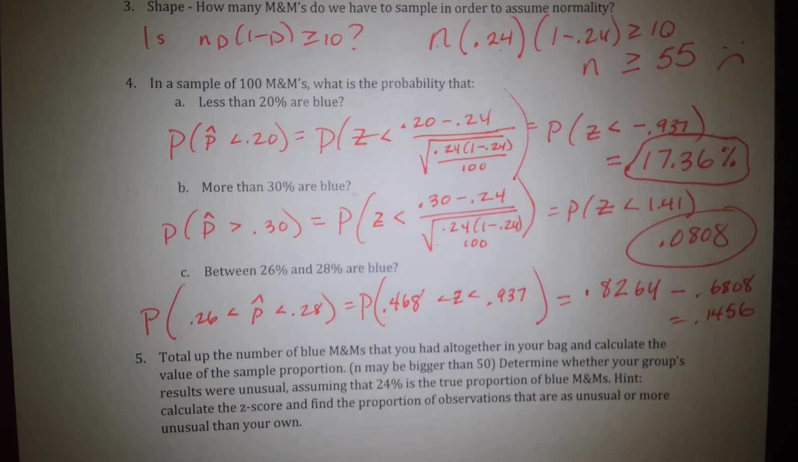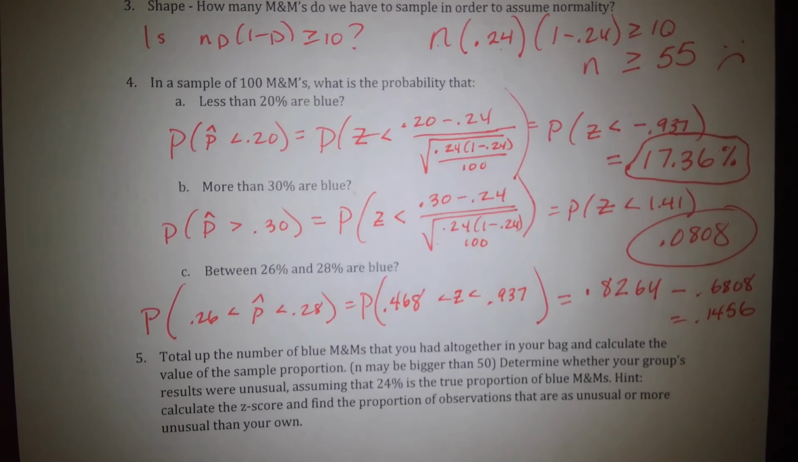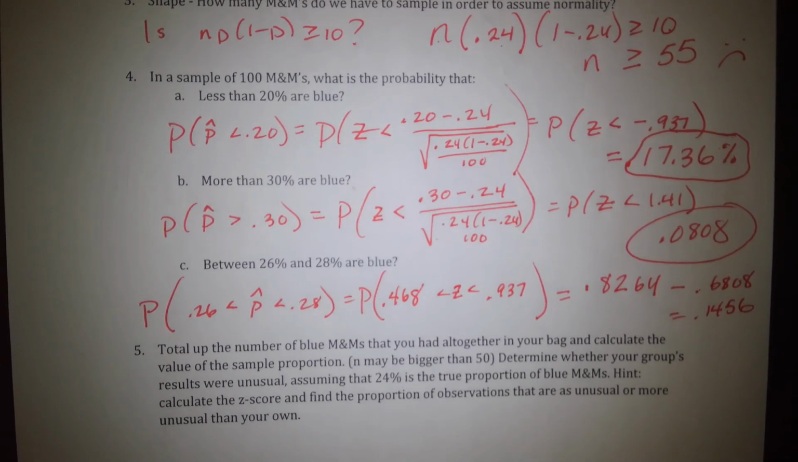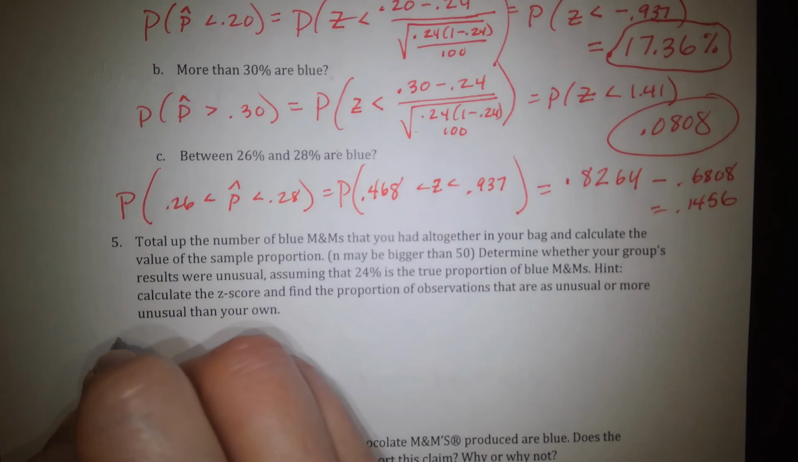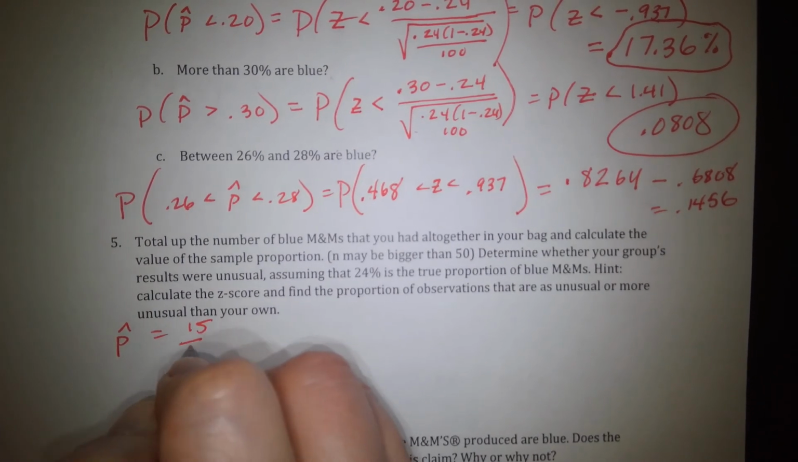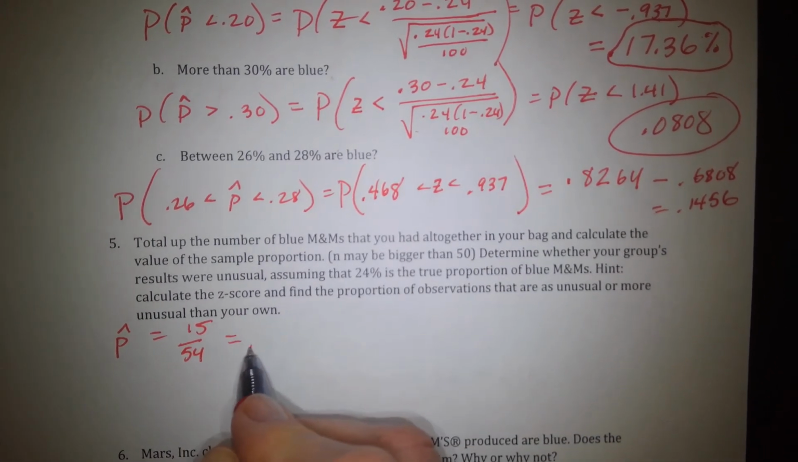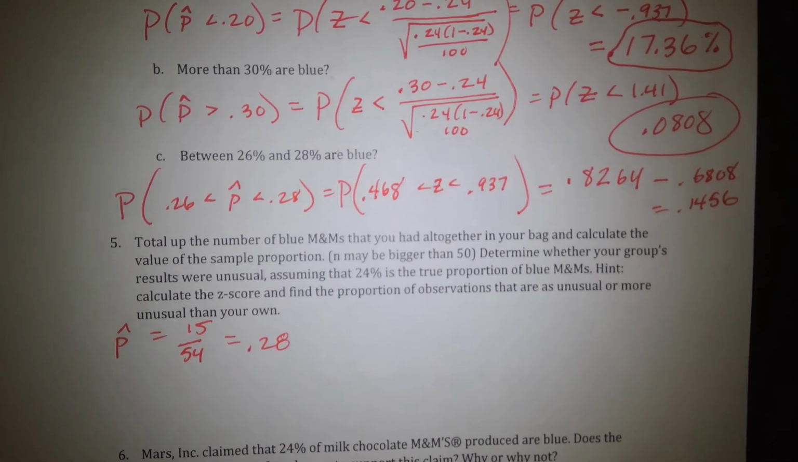So if I total up all of the blue M&Ms that you had all together in your bag and calculate the value of the sample proportion, n may be bigger than 50, determine whether your group's results were unusual, assuming 24% is the true proportion. Hint: calculate your z-score and find the proportion of observations that are unusual or more unusual than your own. From my particular example, my bag of M&Ms, my p hat was 15 out of 54 total, which gives me 0.28 or 28% blue, right?